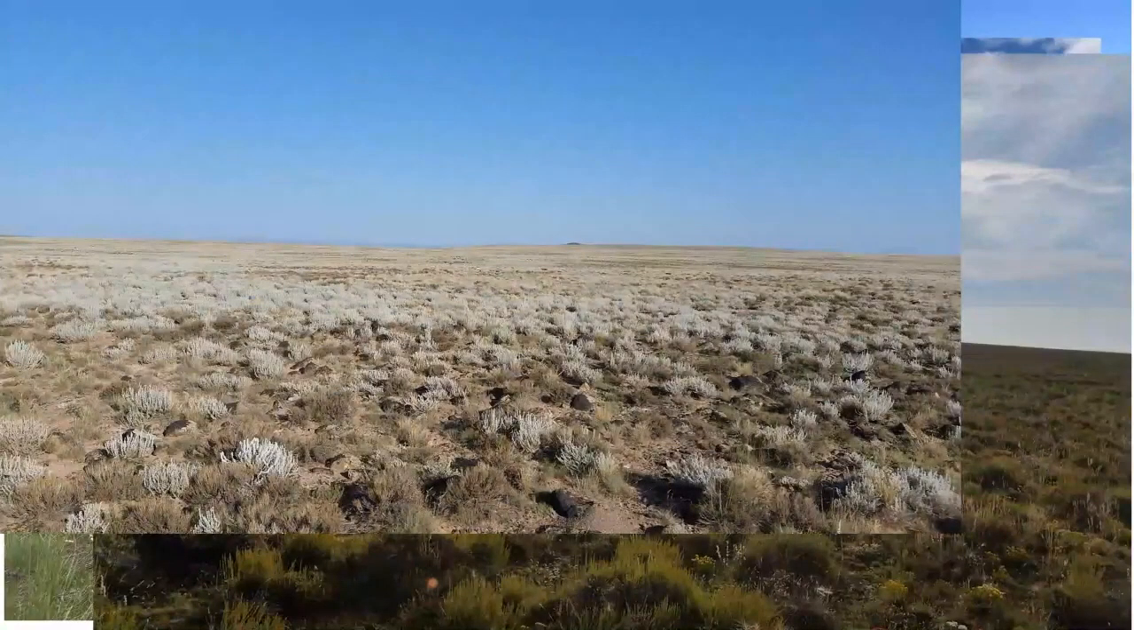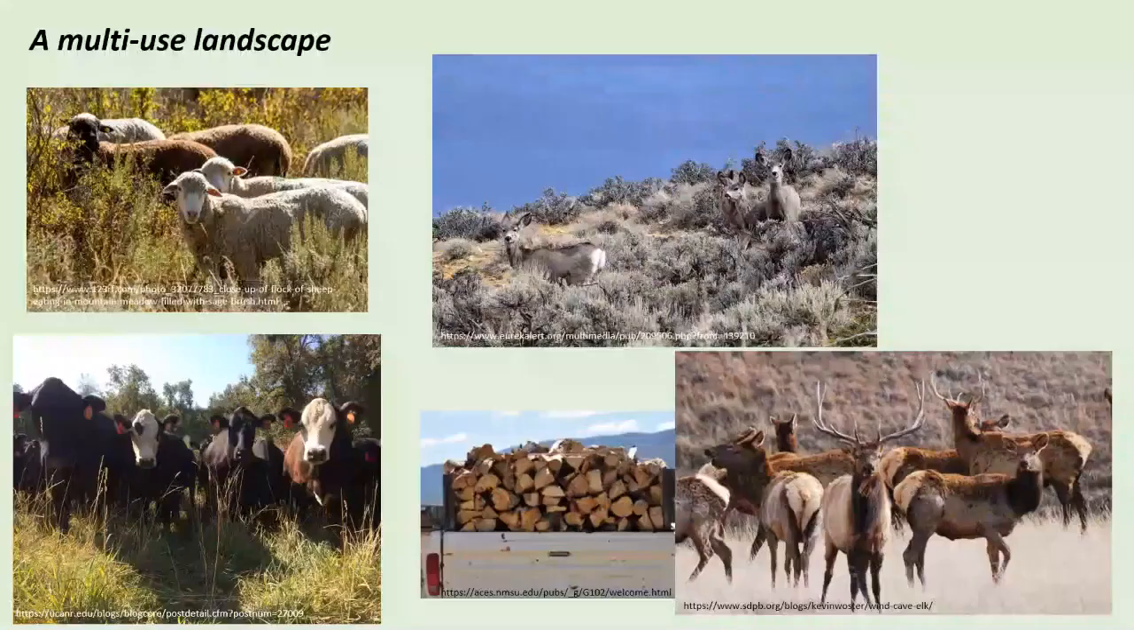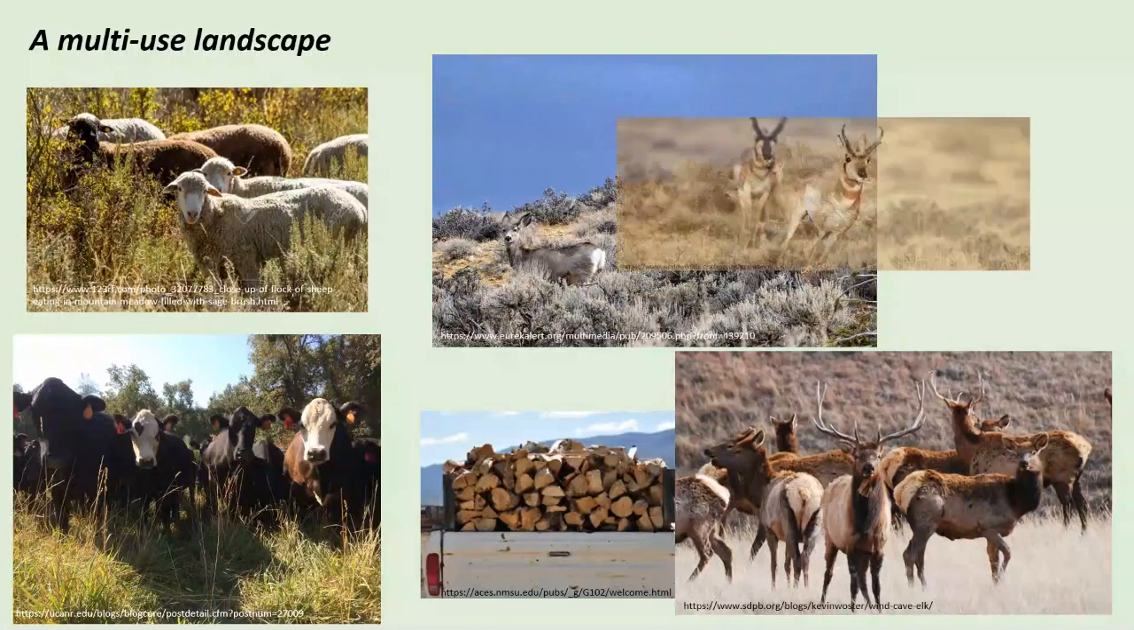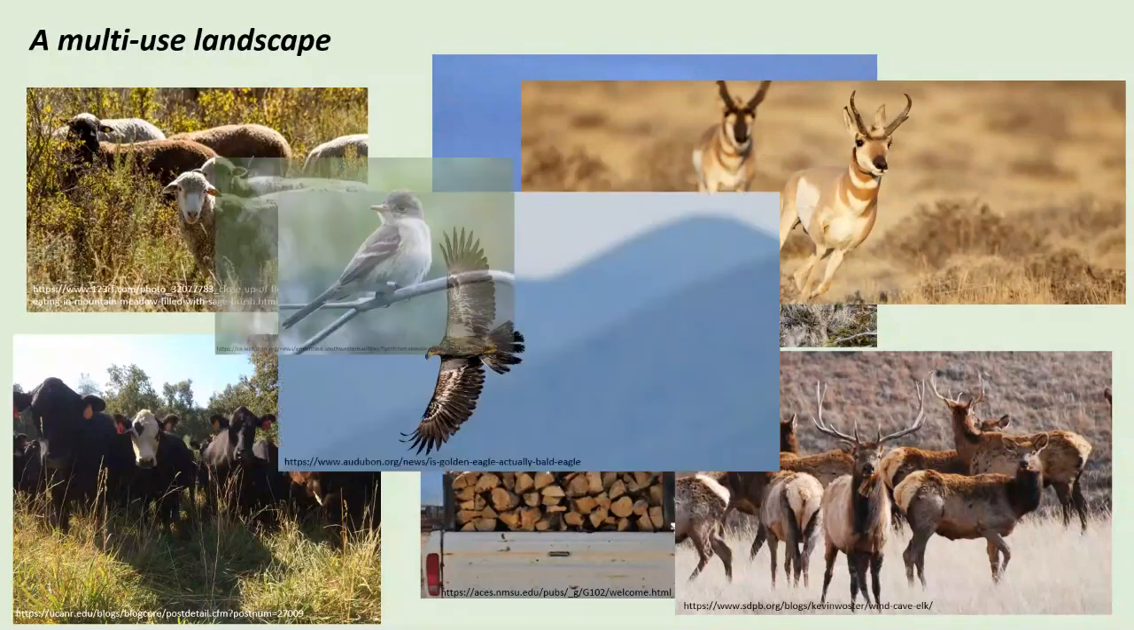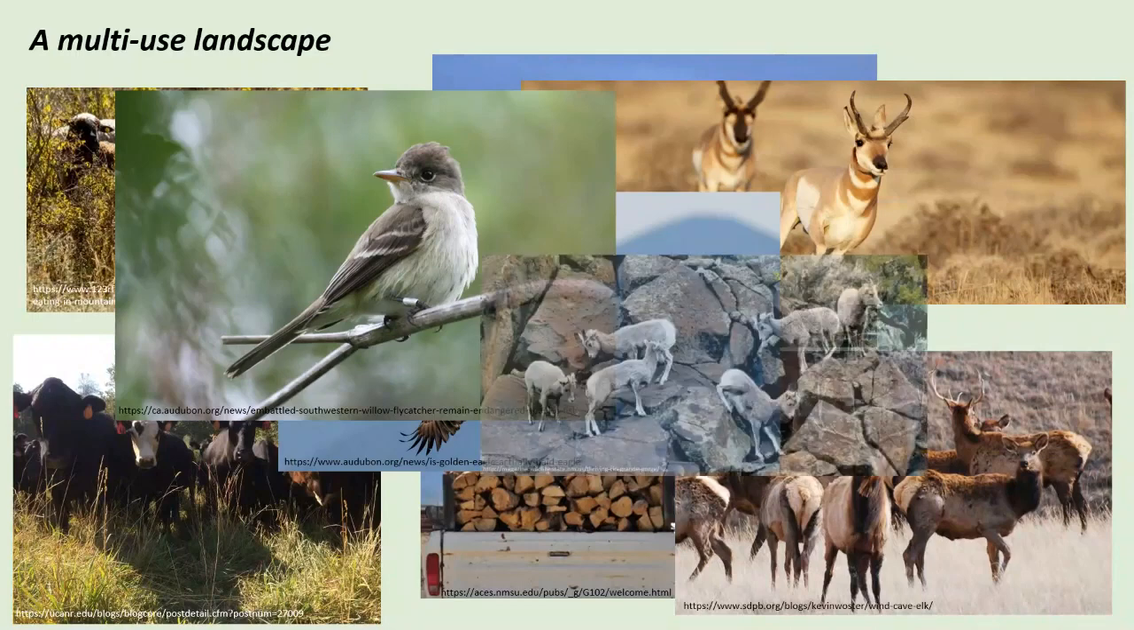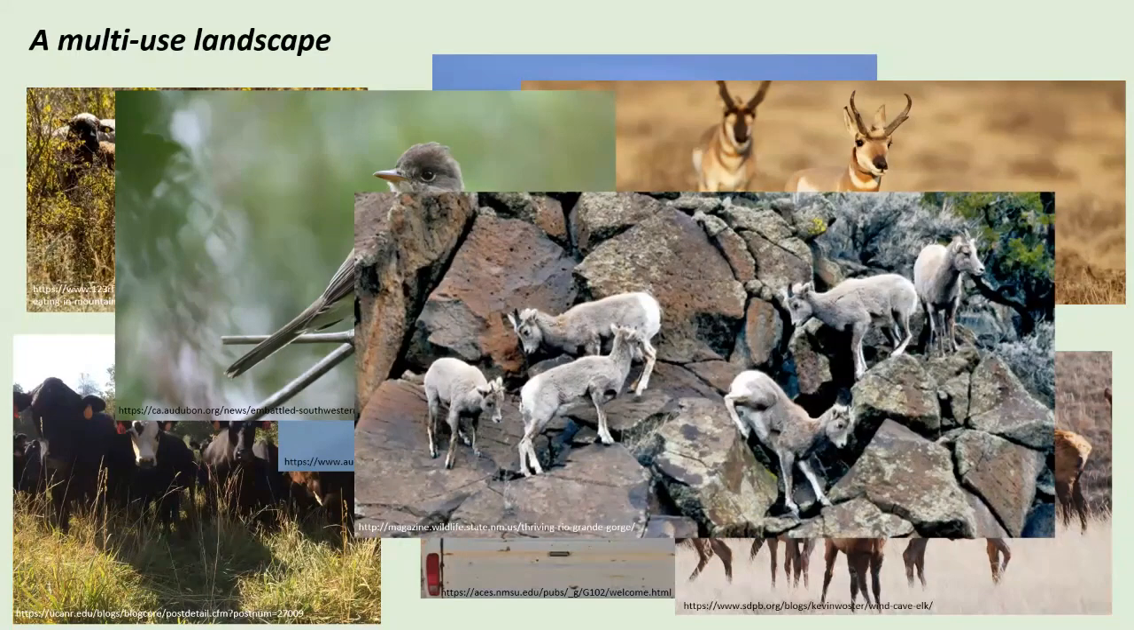And this is a multi-use landscape. So today, the most important commercial land uses are cattle grazing, wood harvest, and big game hunting. And we know from general land office records that livestock grazing has been ongoing in this area to some degree since the mid-1800s. And the monument also provides critical habitat to a pretty wide diversity of wildlife species.